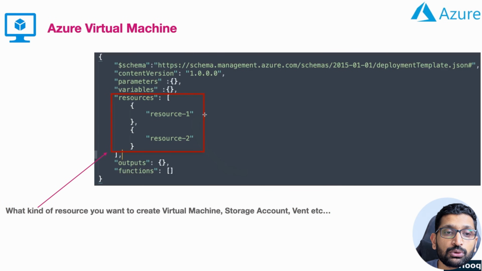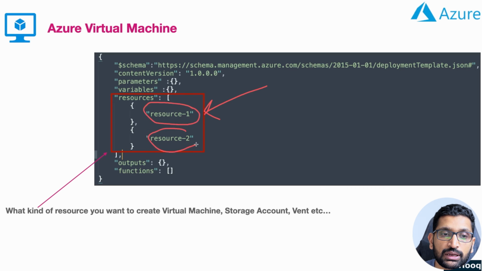And next, which is the most important one, is the resources. This is an important block and where we will be working most of the time, because in the resource block, we are going to define the structure of the resource, how we are going to create our resource. For example, how we are going to create a virtual machine. So that resource is going to be defined over here. So resource 1 and resource 2 are just examples.